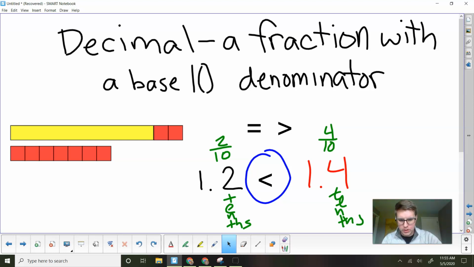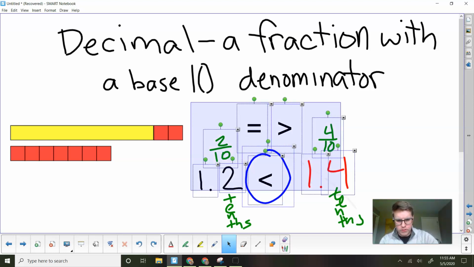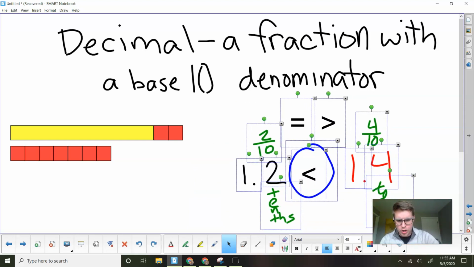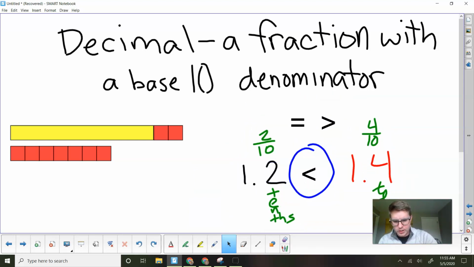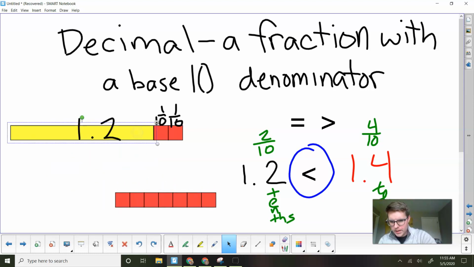Now, let's draw a picture, all right? So I'm going to move all my stuff over a little bit, and I'm going to draw a picture of 1.2, which is already done for me. This is 1.2. See how I've got one whole, and then I've got 1/10, which is 0.1. 0.2 right there, okay? Now I need to make 1.4. So here's what I'm going to do. I'm going to make a copy. I'm going to clone my 1. All right, so they're the same distance, 1.